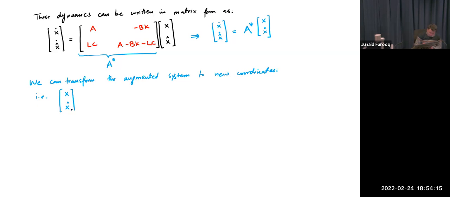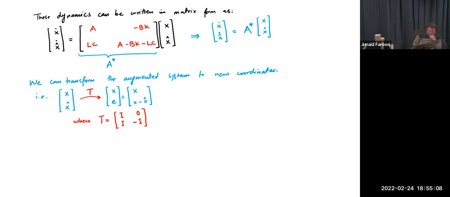So x and x hat goes to a new coordinate system where you just have x and e. E is the error. So let's say there's a transformation matrix T that does this trick, meaning you have x and x minus x hat. So this T matrix can be as follows. It can be identity here, 0, identity, and minus identity. So if you use this transformation, your augmented state vector x and x hat will go to x and a vector of error signals, x and e.